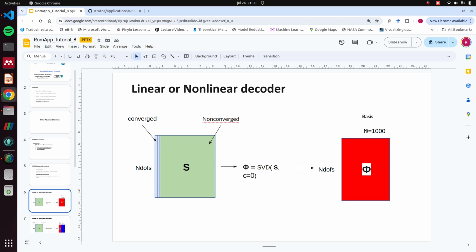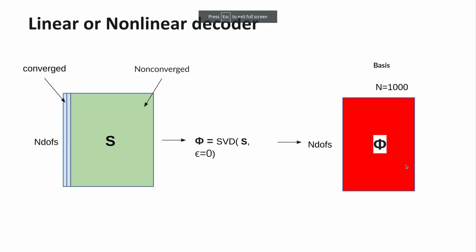Sometimes, if this number is small enough for your applications and you get good speedups with good accuracy, then that might work for you. The other thing that is already implemented in the ROM manager is a nonlinear decoder. The nonlinear part goes like this.